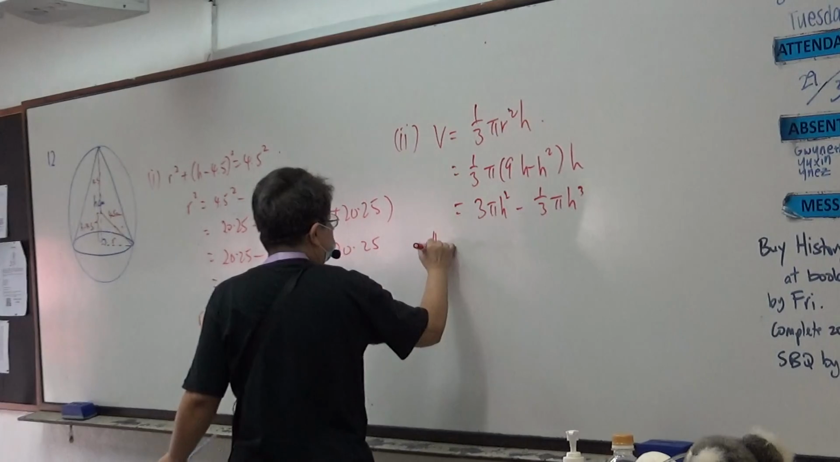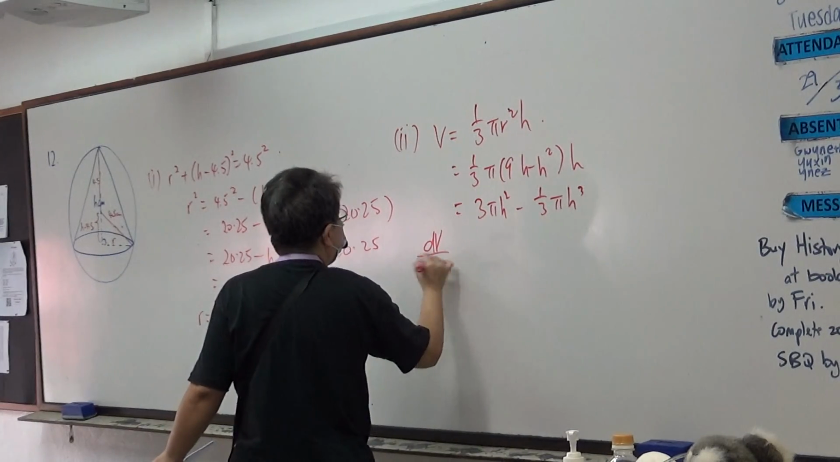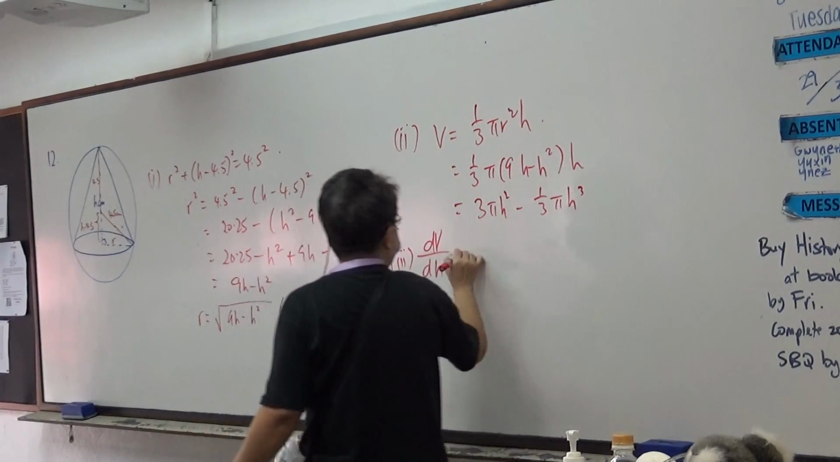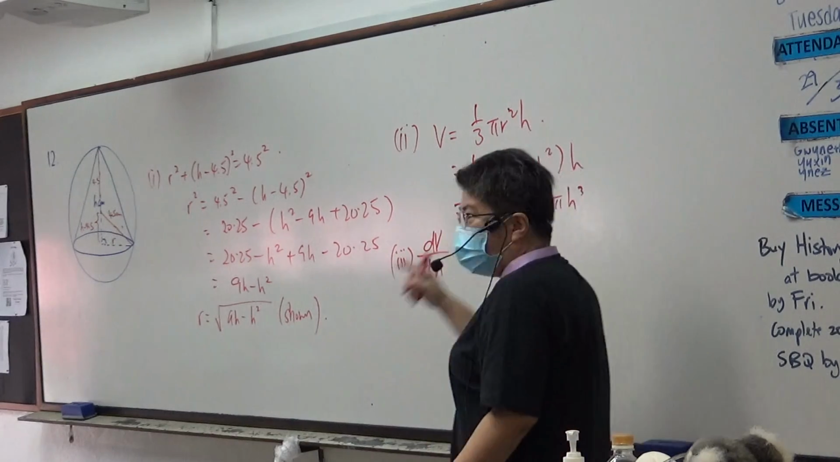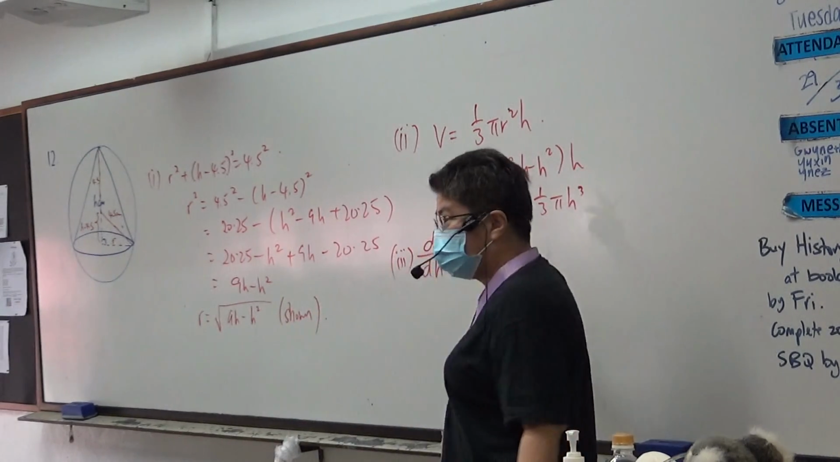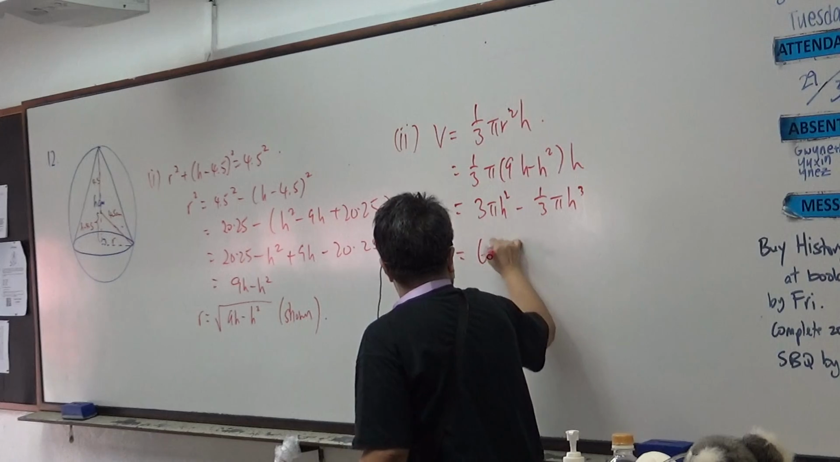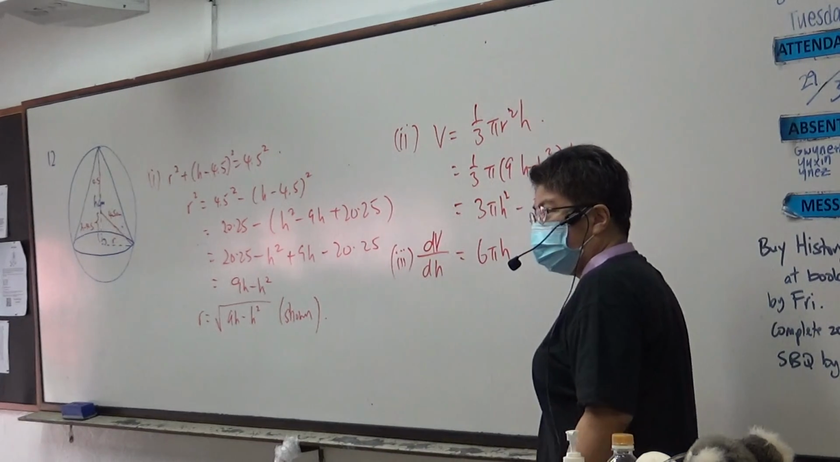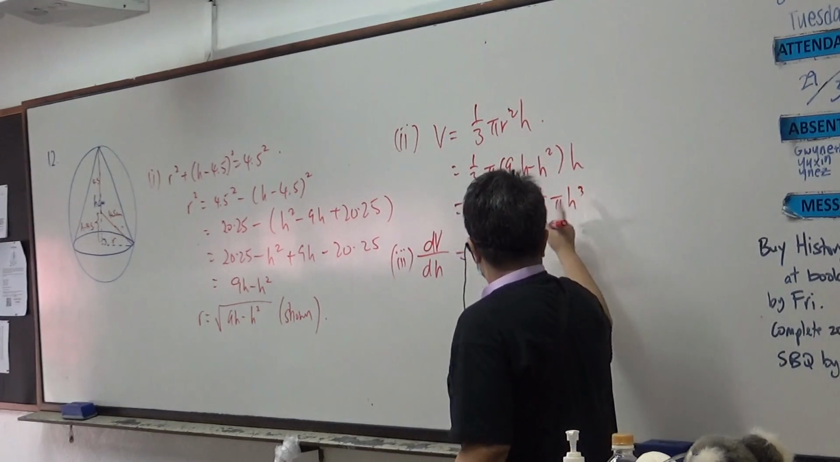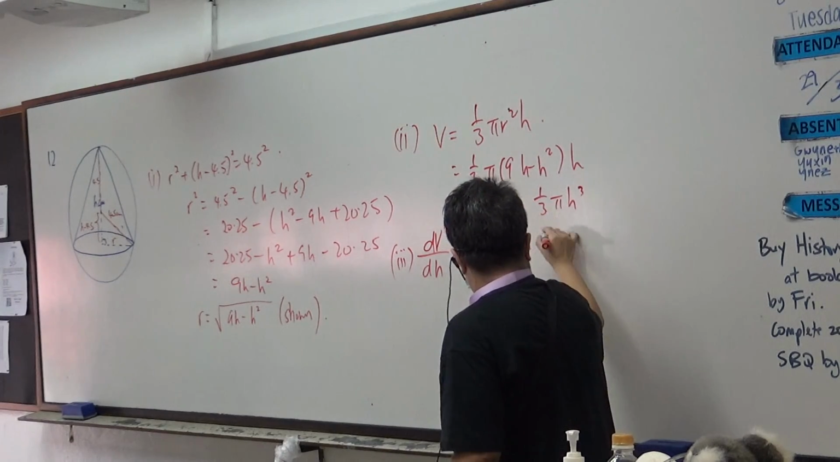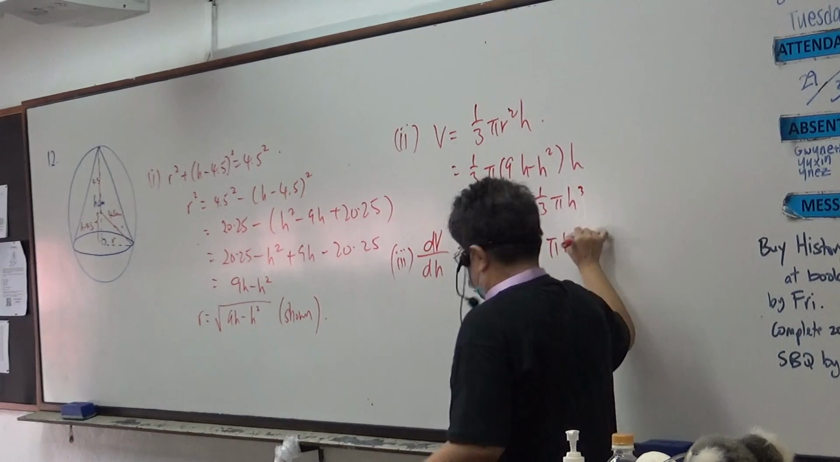So I must go and find dV/dh first, right? Don't forget, pi is a value. So when I differentiate, 6 pi h, right? Minus pi h squared.